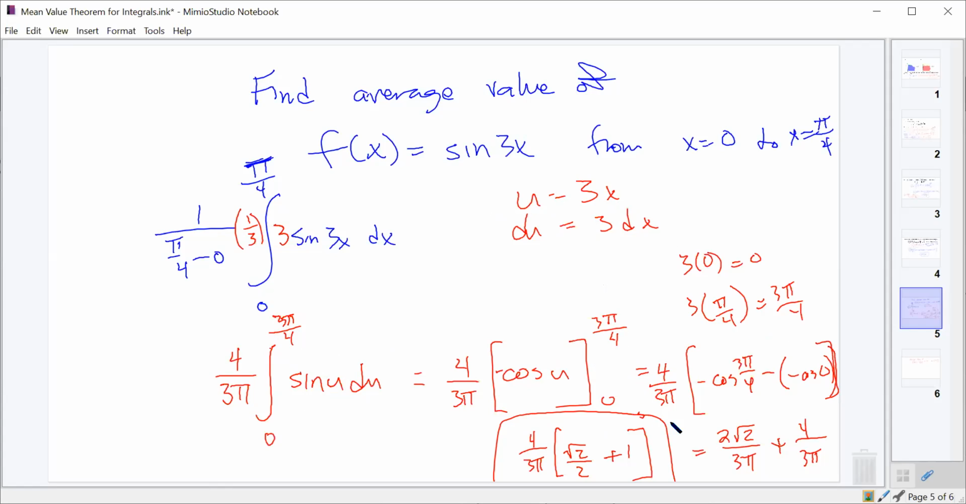And expand that out using the second part of the fundamental theorem of calculus. Cosine of 3 pi over 4 is negative √2 over 2, so the negative cosine of it is positive √2 over 2. And then minus negative becomes plus cosine 0 or plus 1. And if you distribute it through, you get 2 √2 plus 4 all over 3 pi, or 2 separate fractions if you want, or you don't need to bother distributing it.